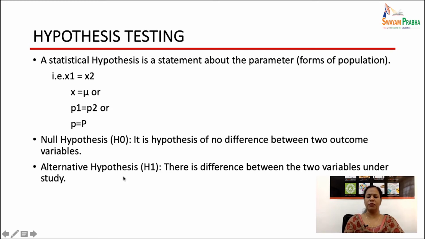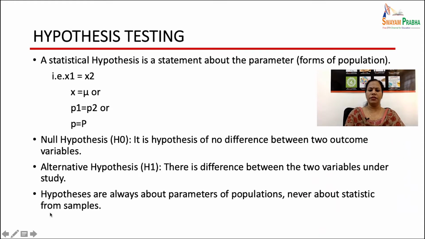Whereas the alternative hypothesis, also known as the research hypothesis, we always make based upon previous findings, where we say that there is a difference between the two variables under study. We may say that one particular sample's scores will be significantly different from the other sample. So that is the alternative hypothesis, and you need to remember that the null hypothesis is always based upon the prediction that there will be no difference between the two outcome variables.